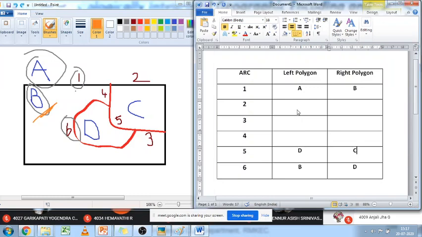Okay, so for number 3 it will be C and B. Similarly for number 2, the top part will be A and the bottom part will be C. So A and C will be the answer. And finally for 4, the left hand side is B and the right hand side is C. So this is how our data is being represented.